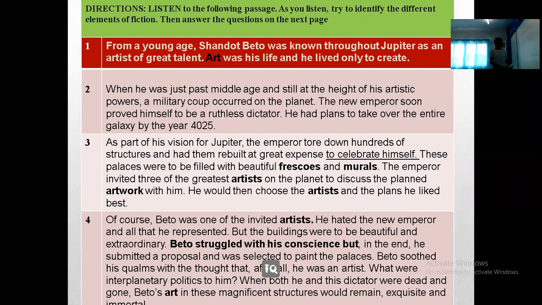These palaces were to be filled with beautiful frescoes and murals. The emperor invited 3 of the greatest artists on the planet to discuss the planned artwork with him. He would then choose the artists and the plans he liked best. Of course, Beetle was one of the invited artists.